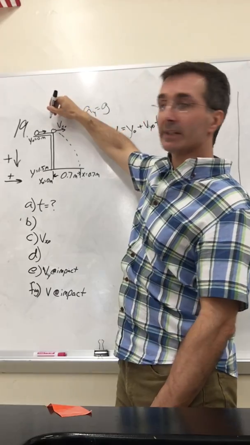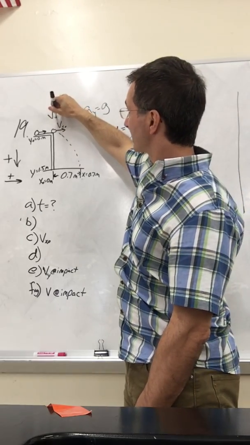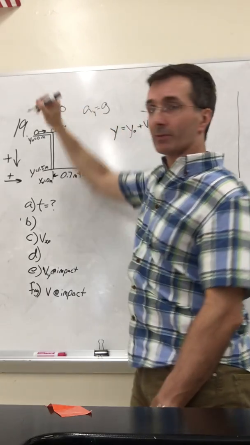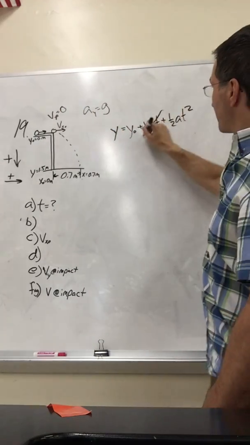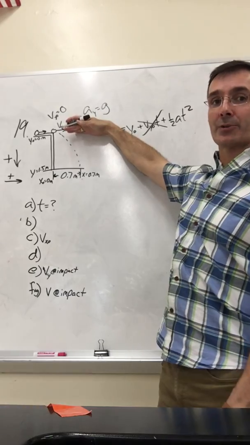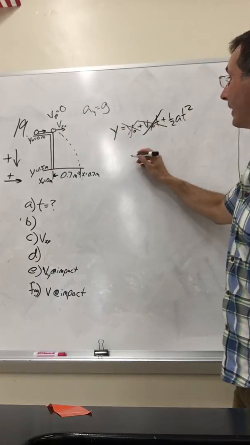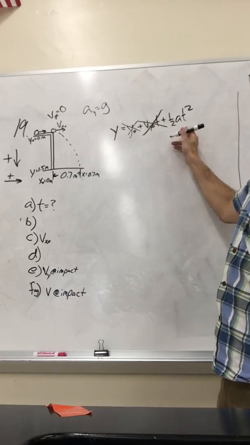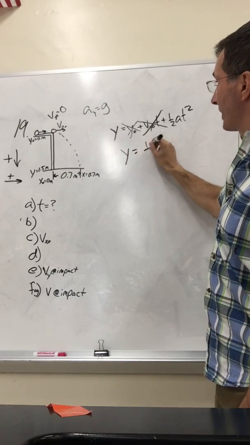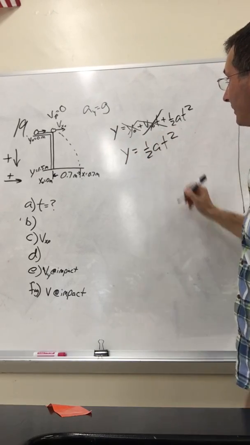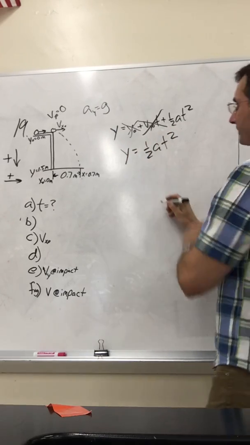Since it's horizontally launched, the velocity in the y direction originally is 0. Okay, so that makes that go away. I'm going to call my initial position 0. That makes that go away. So then I have this formula, y equals 1/2 at squared. I can solve for time.